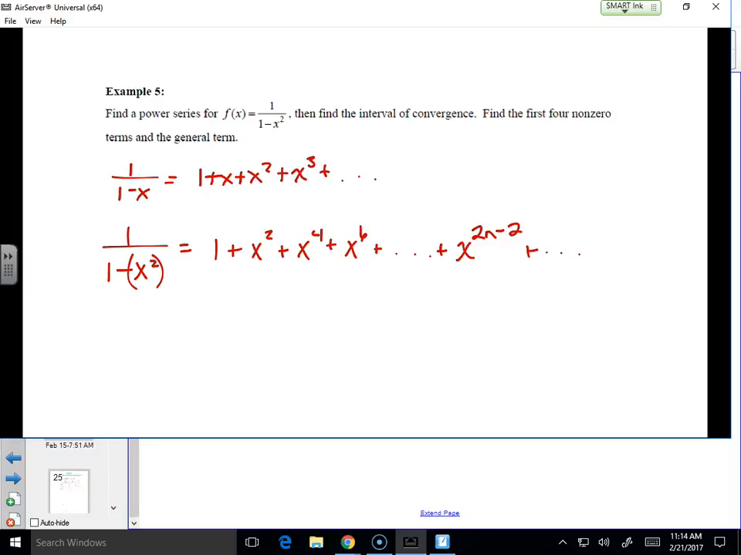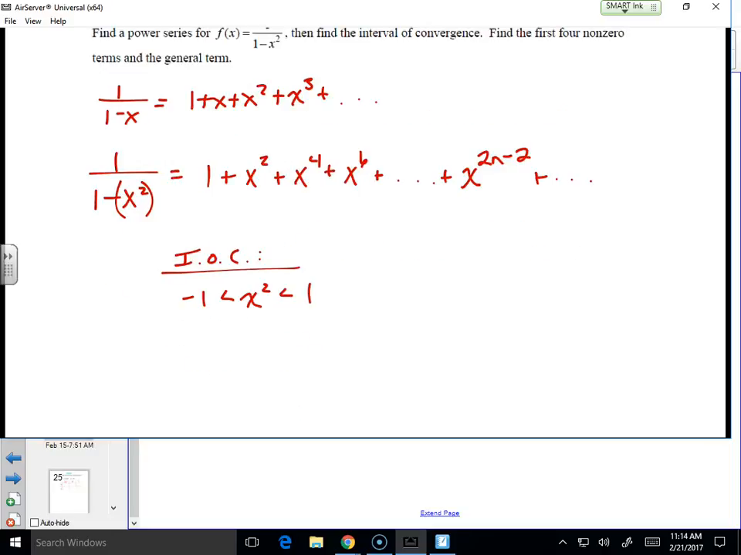Got it. What's my interval of convergence? R is square root, ooh, i and 1. Yes. Interesting. Well, we have to keep them real numbers. So therefore, x has to be less than 1.